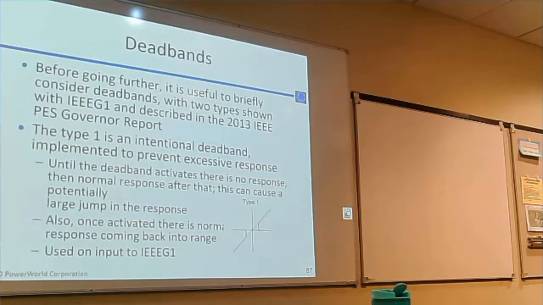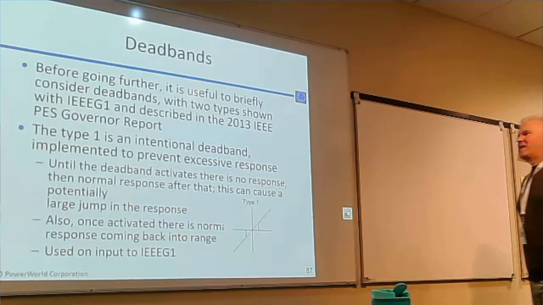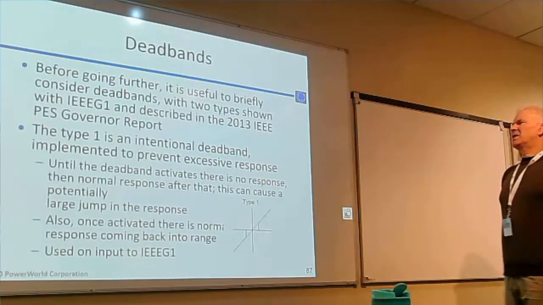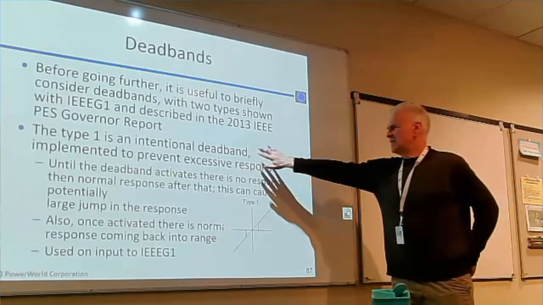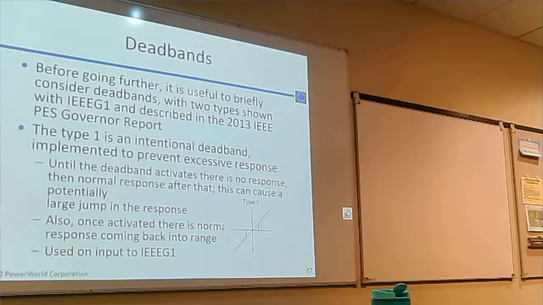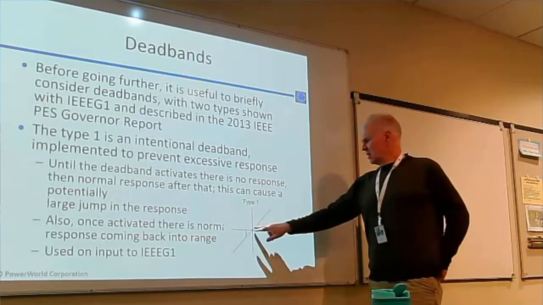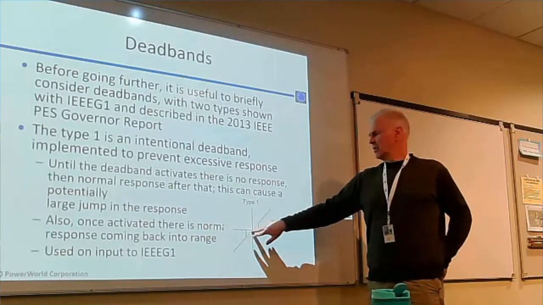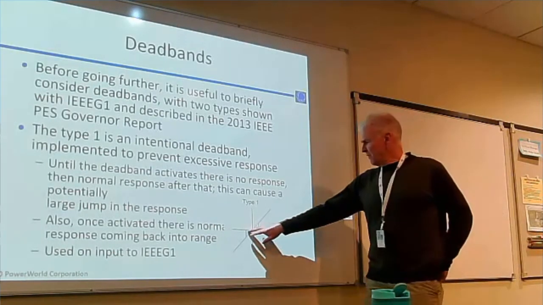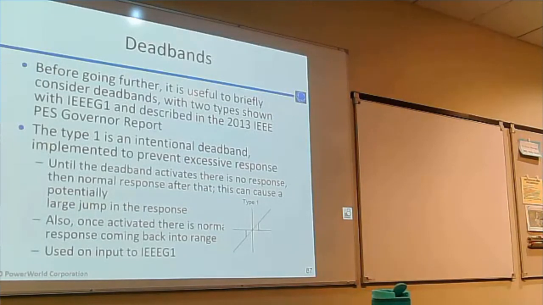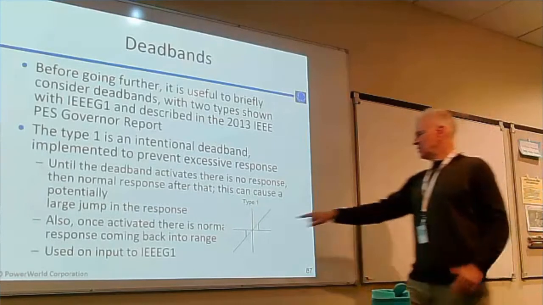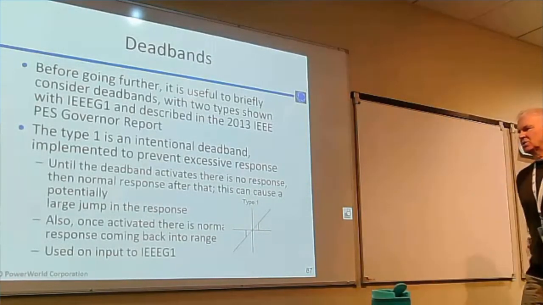Okay, dead bands. Before going further, it's helpful to consider dead bands. Dead bands come into play in a lot of power system responses, particularly on governors. There's two main types of dead bands, and they're described in the IEEE 2013 PES governor report. The type 1 is an intentional dead band and is implemented to prevent excessive response. So with this sort of dead band, when you initialize, you're usually in the middle of the dead band. The idea is that if you stay within this range, there's no response. So maybe the input is frequency, and the frequency's bouncing around a little bit. As long as it bounces within some range, you don't want to do anything. That's just normal jitter on the system.